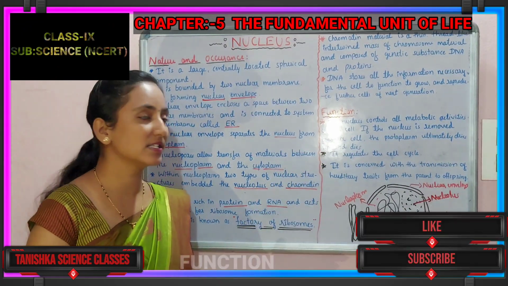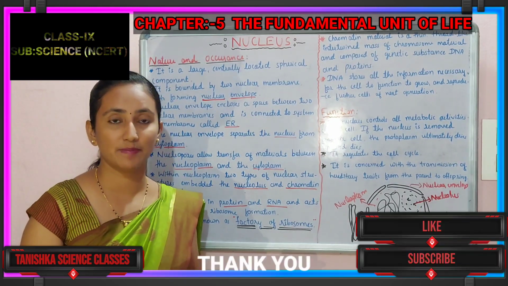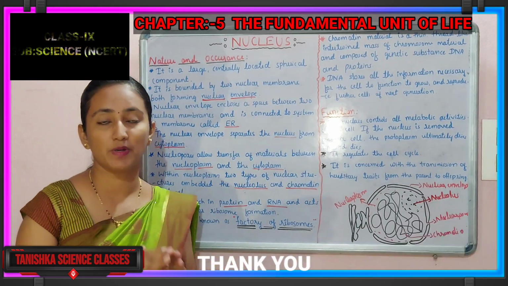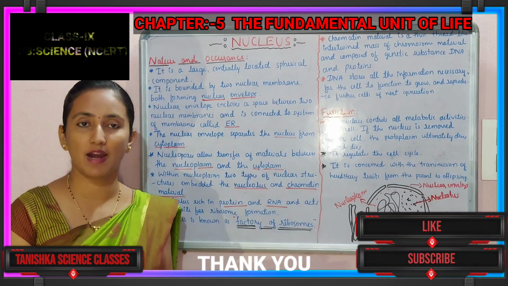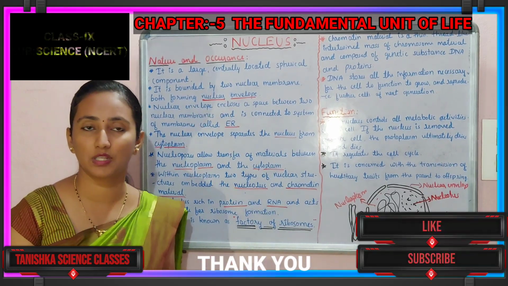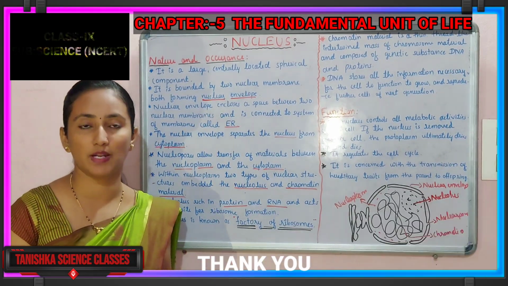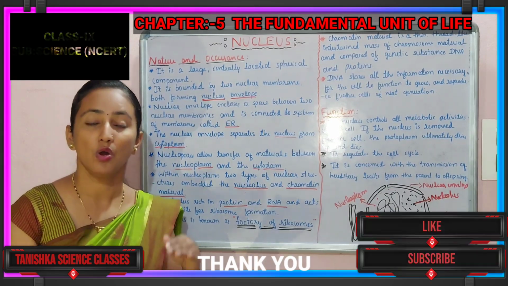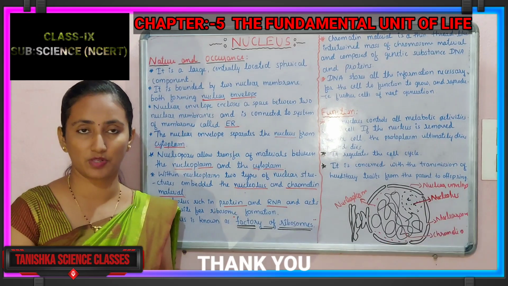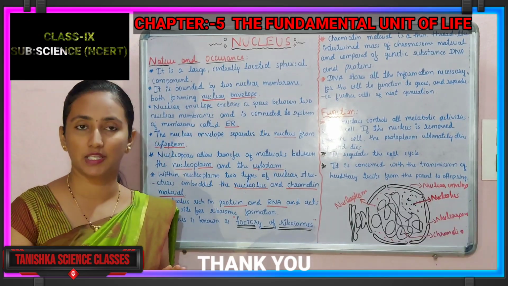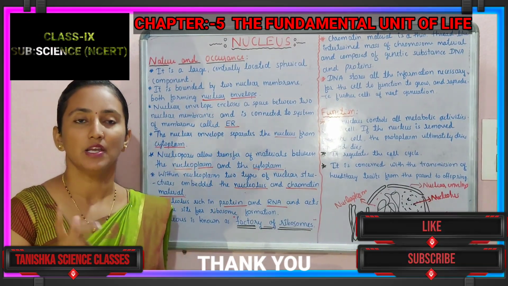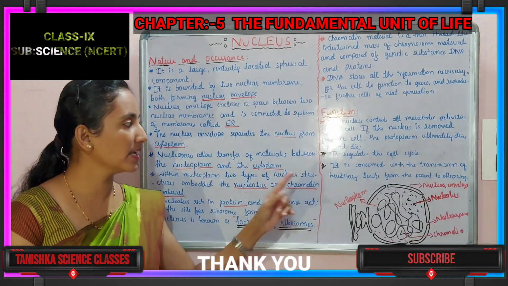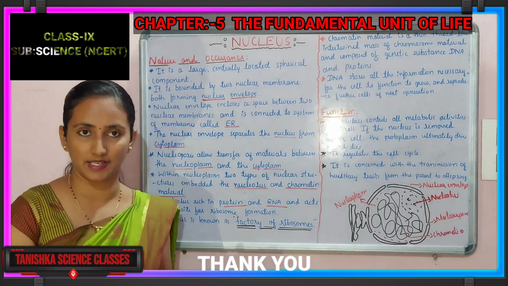And it regulates the cell cycle. So what does the cell cycle mean? The cell should be divided. When the cell divides, only then can we observe growth in our body, and it also helps to repair our damaged parts. It is very important. All the genetic information should be transported from one generation to another generation. It is done by the nucleus. So we can say here that it regulates the cell cycle.